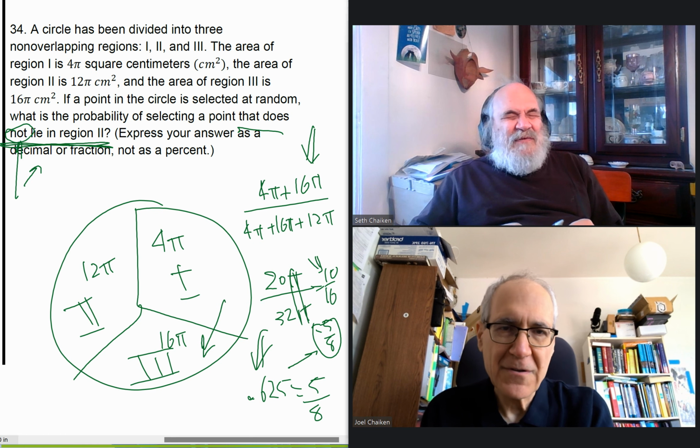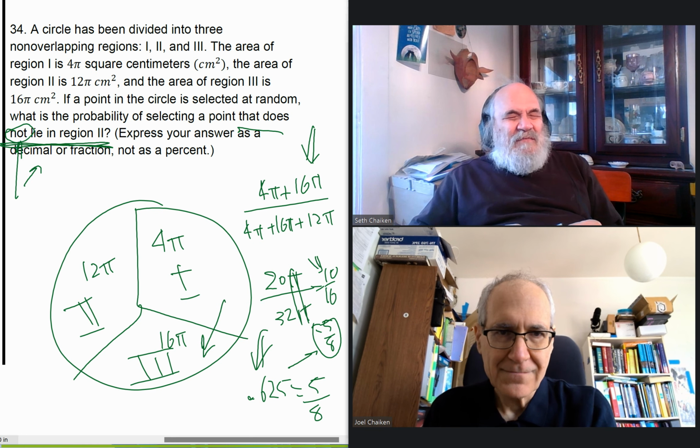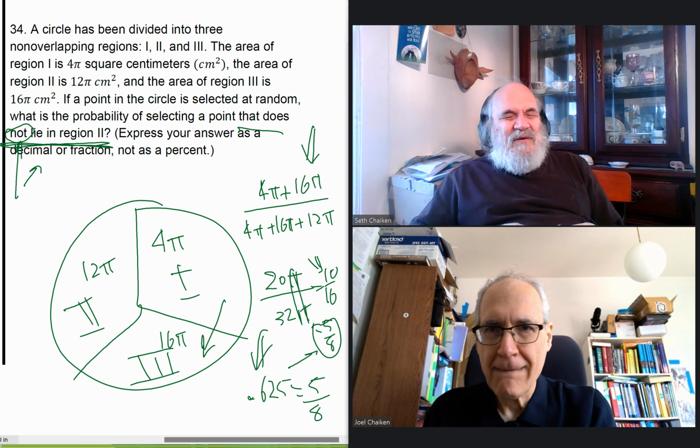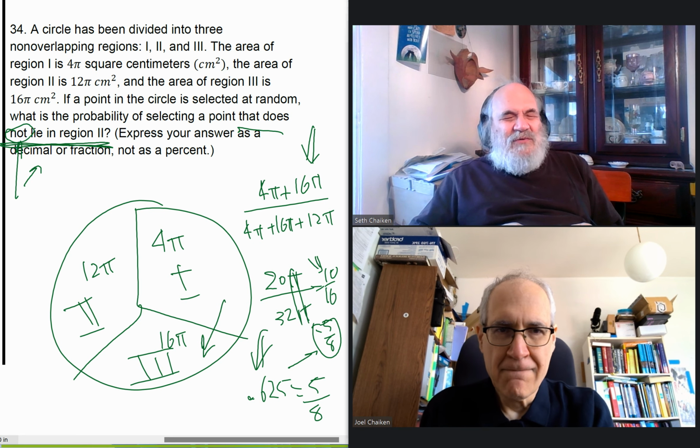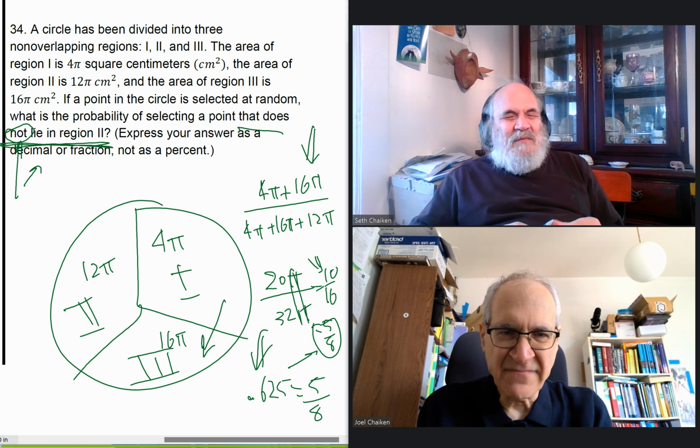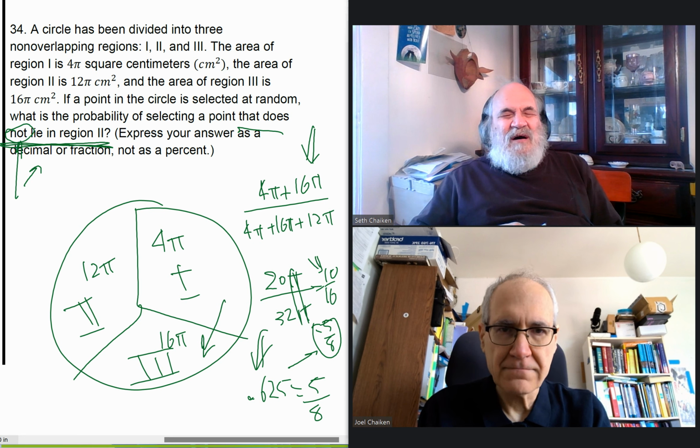The idea of a probability is about a process of picking a point within a circle, and affected by the properties of whether the point is picked within one region or another region or a third region.